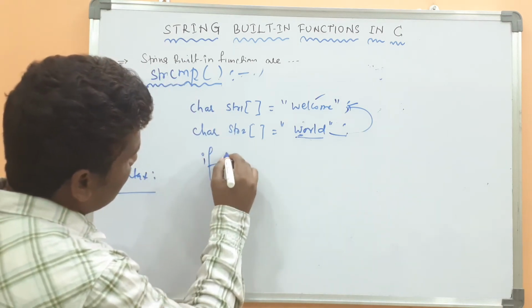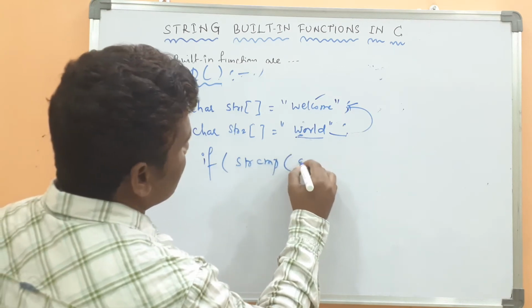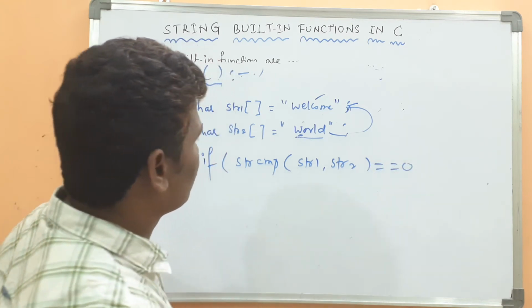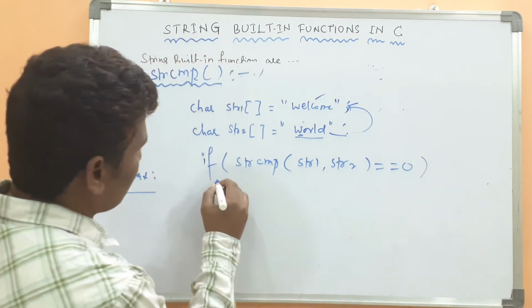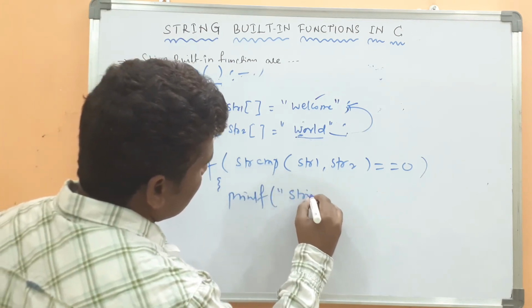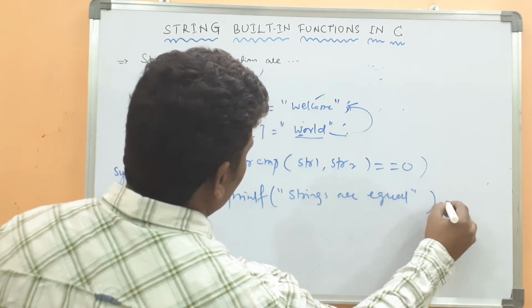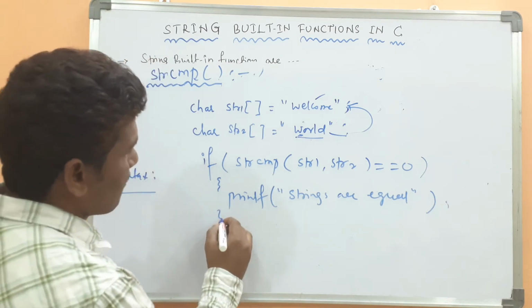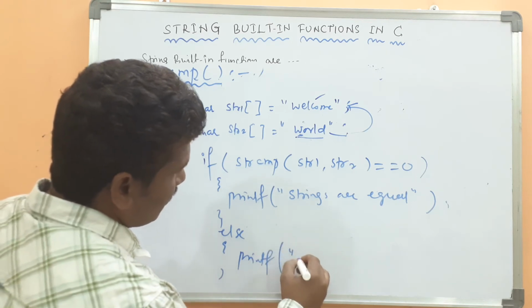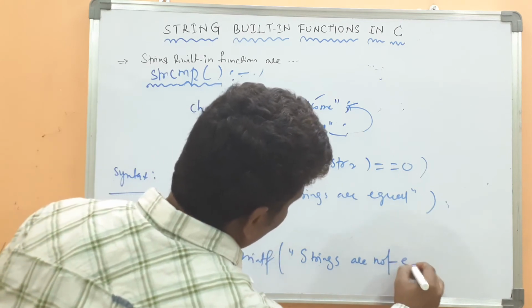Then if strcmp of str1 comma str2 equals 0, then printf "strings are equal", else printf "strings are not equal".